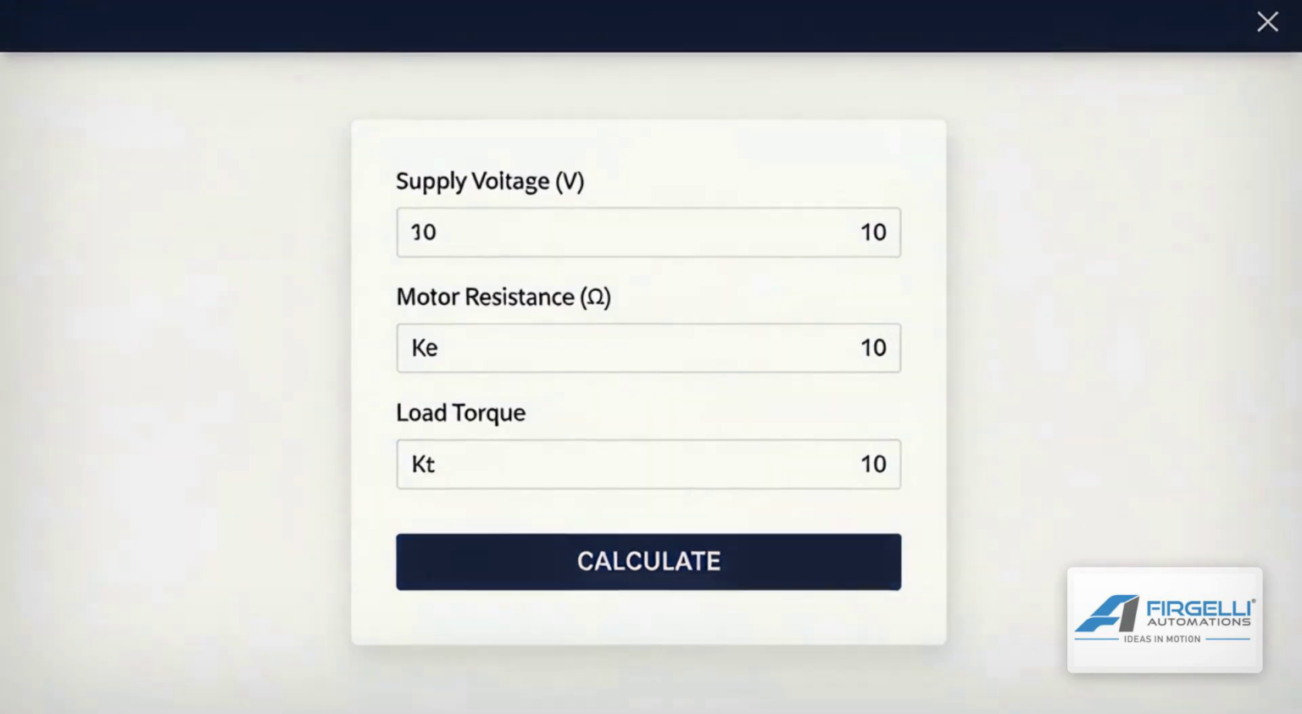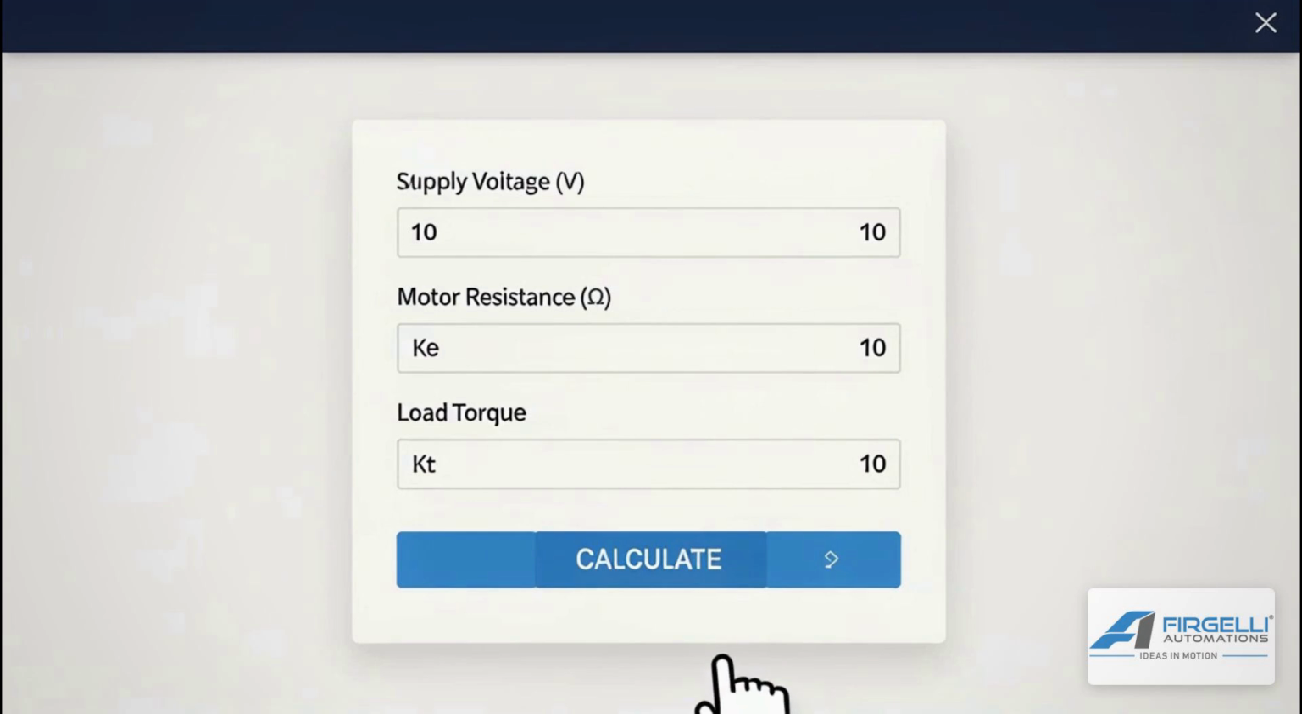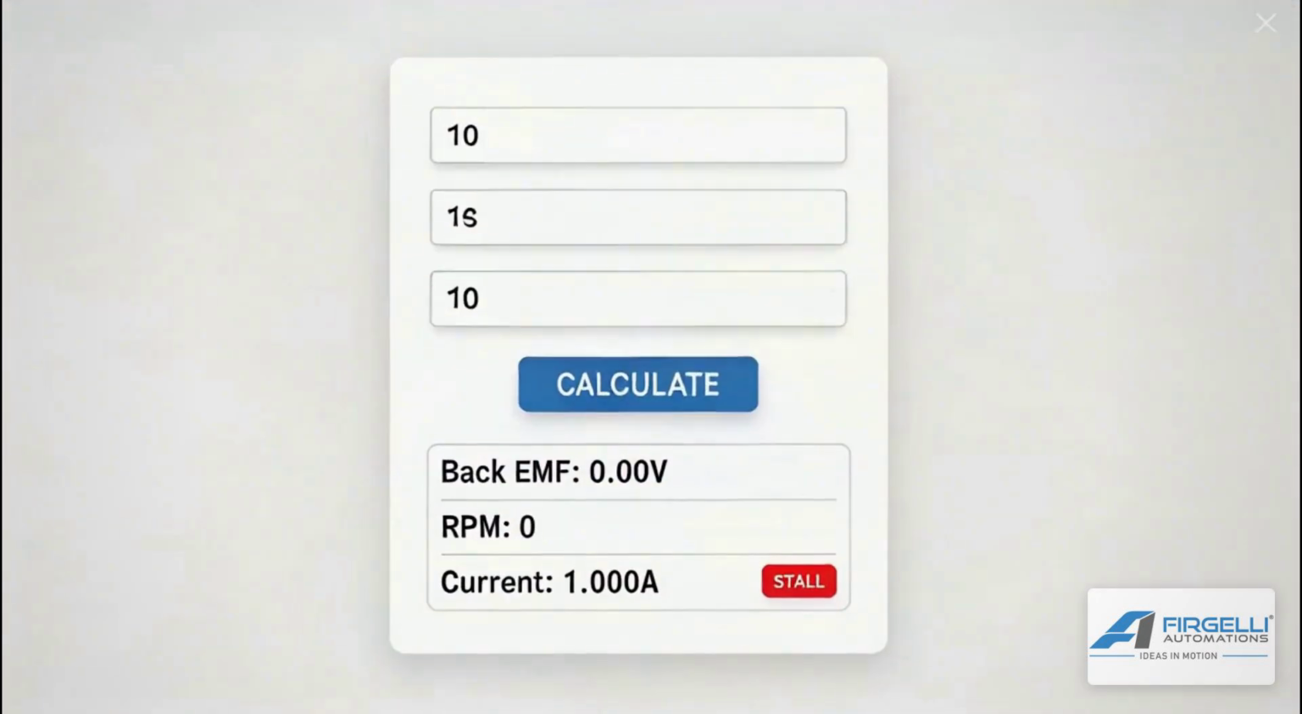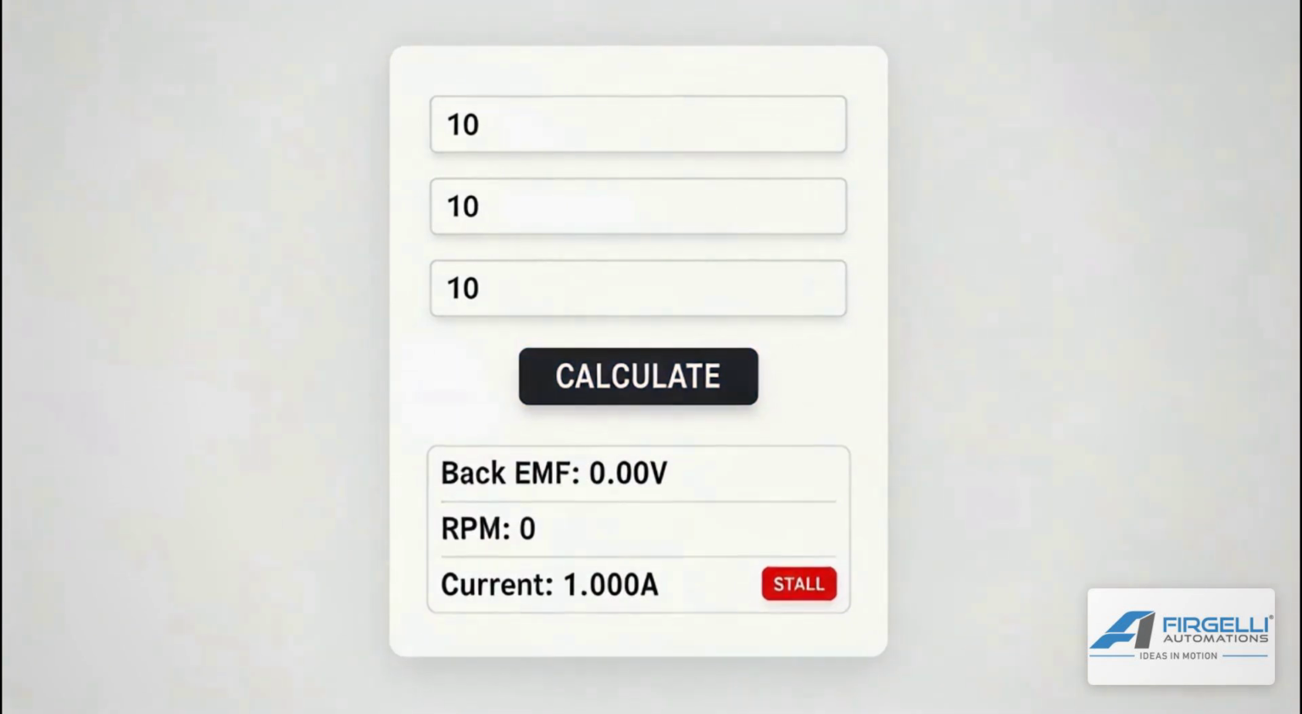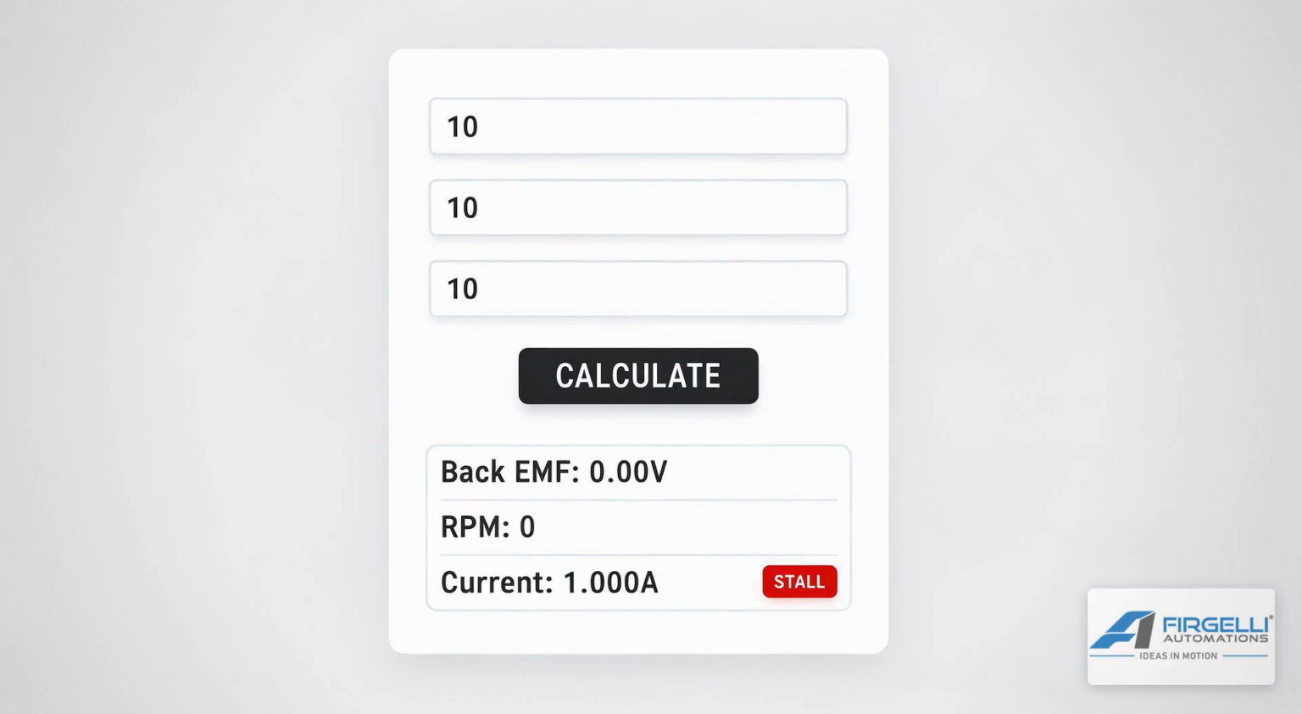The back EMF is 0.00 volts, indicating the motor is stalled under this heavy load. Motor RPM is 0, confirming no rotation. Current draw is 1,000 amps, showing the motor draws maximum current when stalled.